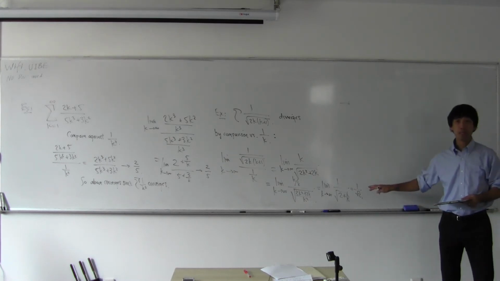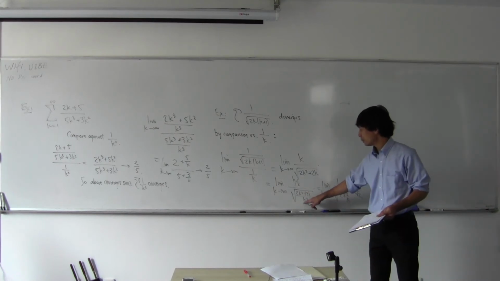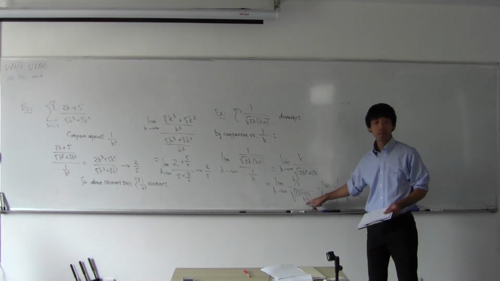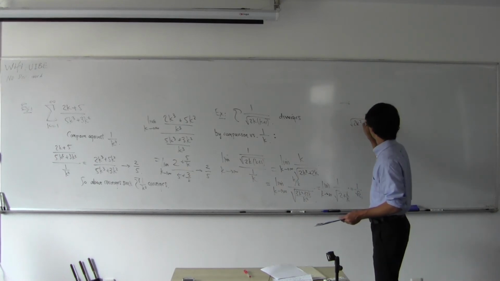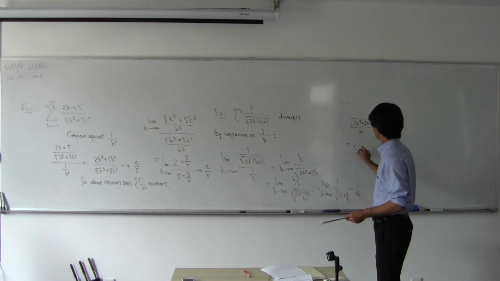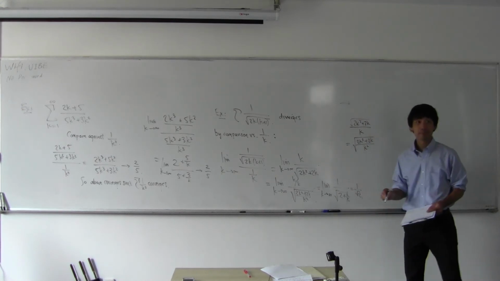Any questions about that one? I think the only thing that's a little funny is when you divide by k. Sometimes people get confused by this, but you're dividing this by k. That's the same thing as this over k squared.